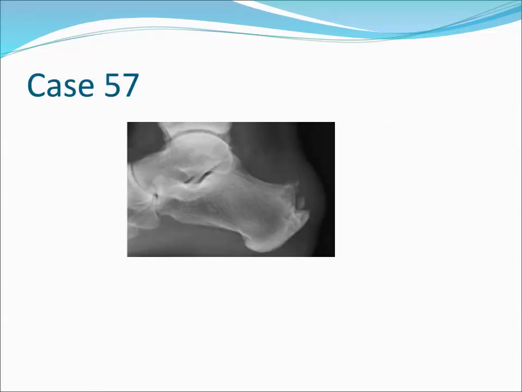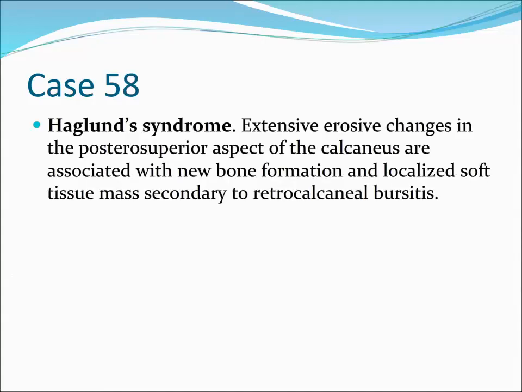Haglund syndrome. Extensive erosive changes in the posterior-superior aspect of the calcaneus are associated with new bone formation and a localized soft tissue mass secondary to retrocalcaneal bursitis.